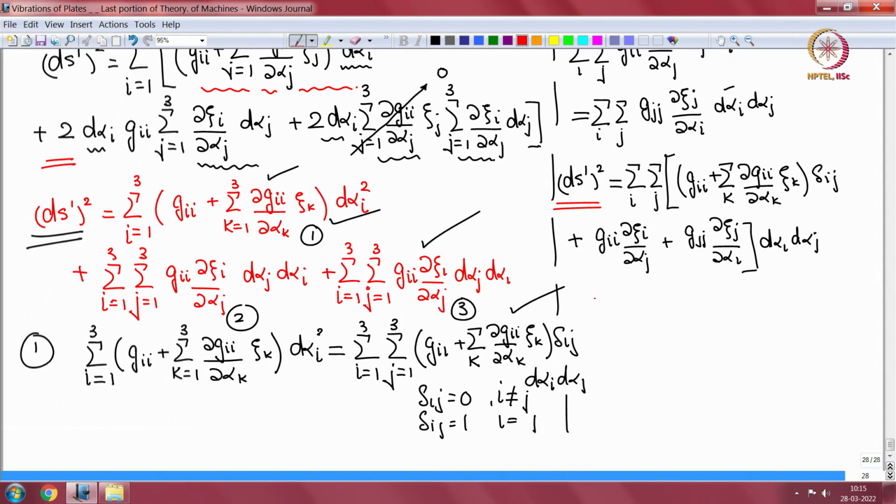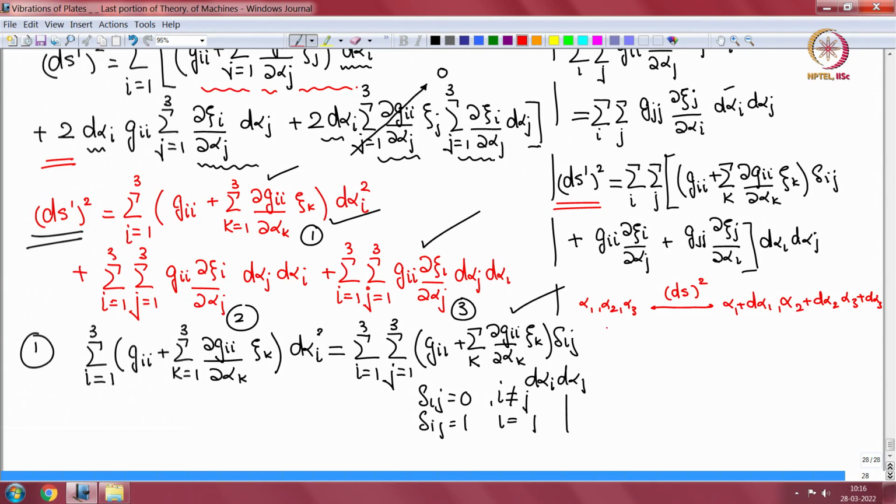If we have a point at alpha 1, alpha 2, alpha 3 and another point a differential distance away, alpha 1 plus d alpha 1, alpha 2 plus d alpha 2, alpha 3 plus d alpha 3, then this original undeformed distance, we said, is ds whole squared, or the square of the distance.